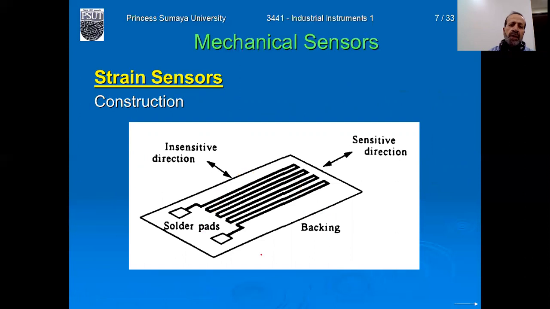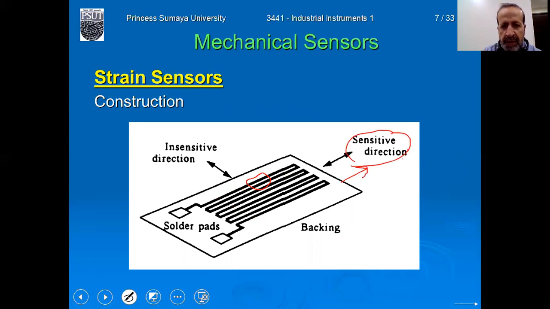Now we will look at the construction of a strain gauge. The strain gauge usually consists of a thin metal, like this one. You see, this is thin metal. It is coiled in a zigzag fashion to increase the length, because increasing the length means increasing the sensitivity. So this is the sensitive direction. If you apply force in this direction, then this will be elongated by a certain amount. Also this one, also this one, so we have multiple wires.